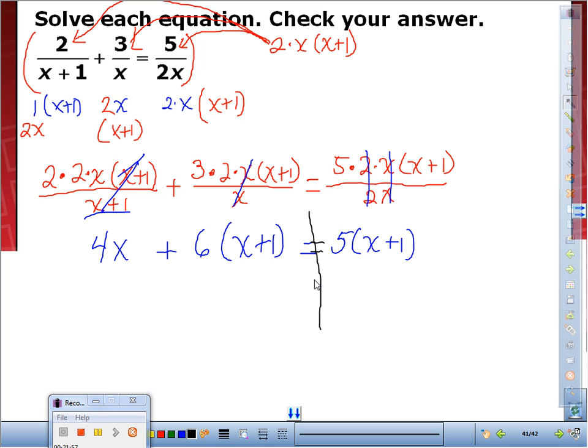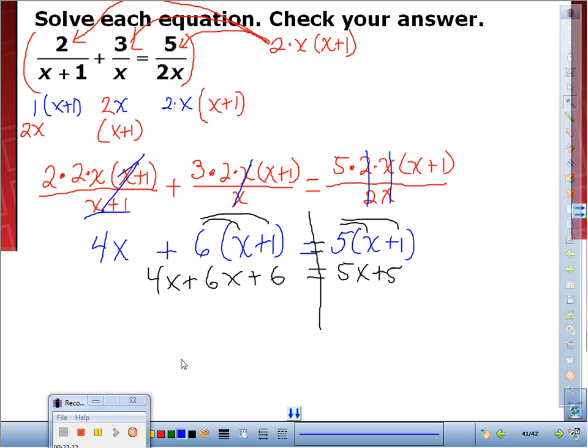Steps to solve multi-step equations: simplify, isolate, box, and simplify. Can we distribute here to the parentheses? Yes. This becomes 6x plus 6. Bring down the plus and the 4x equals 5x plus 5. This side is already simplified. Is this side simplified? No.